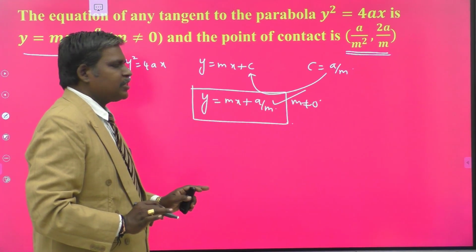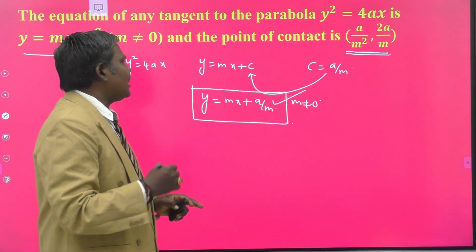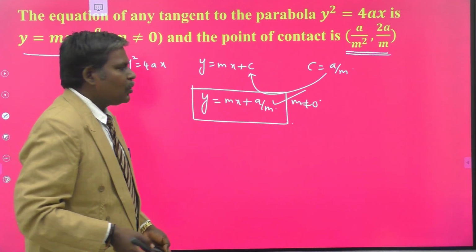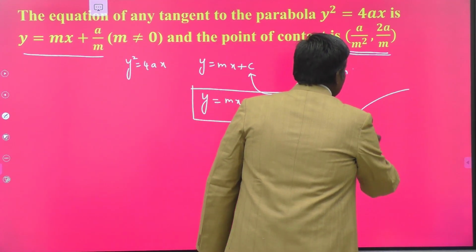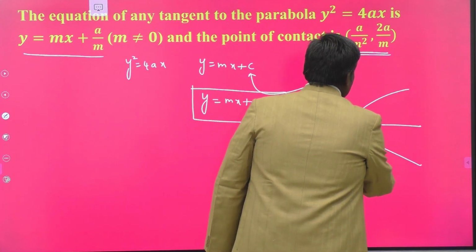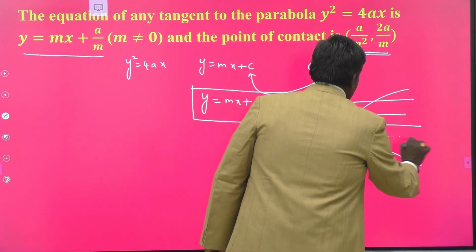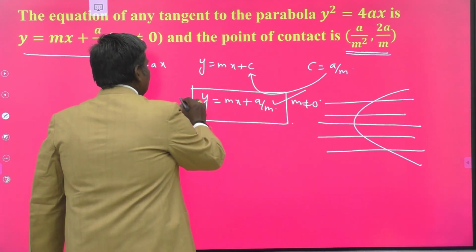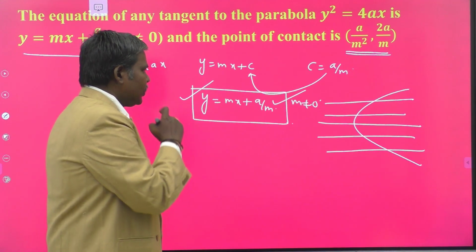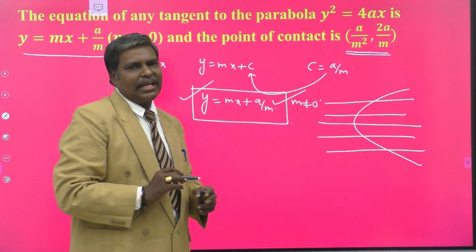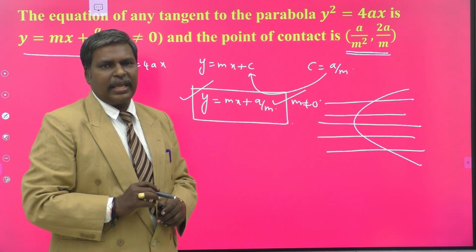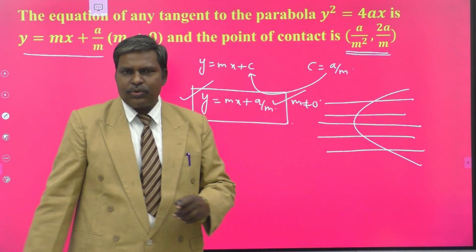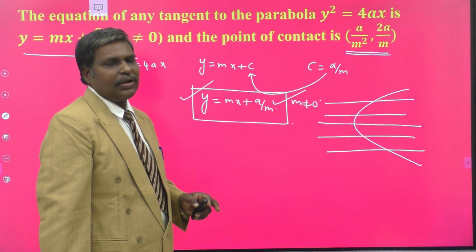If it is 0, that becomes a line parallel to the axis of the parabola. So y is equal to c is a line parallel to the axis. If c is also 0, the line becomes the axis. In this case, the line intersects the parabola at only one point. This is the special case. So any tangent to the parabola is y is equal to mx plus a by m. For m equal to 0, it never becomes tangent to the parabola y square equal to 4ax. If you draw any line parallel to the axis, it never becomes tangent to the parabola. It intersects the parabola at only one point.